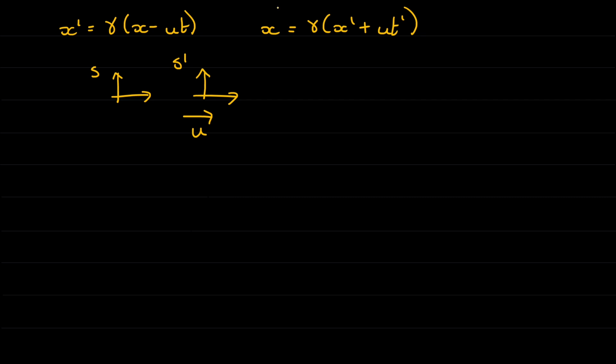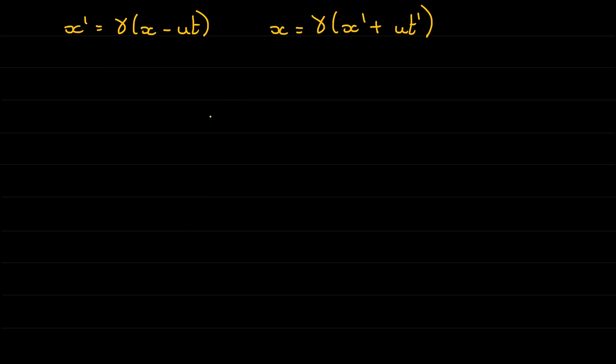So this transformation here, taking us from the primes to the non-primes, has to be exactly the same as this transformation here, except everywhere we had a u, we put in a minus u, and of course two minuses make a plus, so we've got plus ut prime here. If you want to look more into why the equations have to have this form, there's an excellent section in Wolfgang Rindler's book on special relativity. I've put a link down in the description.